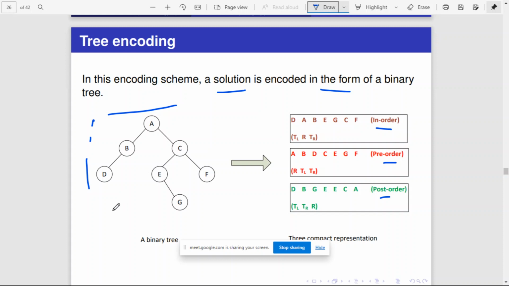So basically, in case of in-order traversal, this is the order of visiting the binary tree. First visit the left child, then the root, which I will call RT, and then the right child. If the traversal order is like this, it is called in-order traversal. In case of pre-order traversal, first we visit the root, then the left child, and then the right child. In case of post-order traversal, we do left, right, and then root.